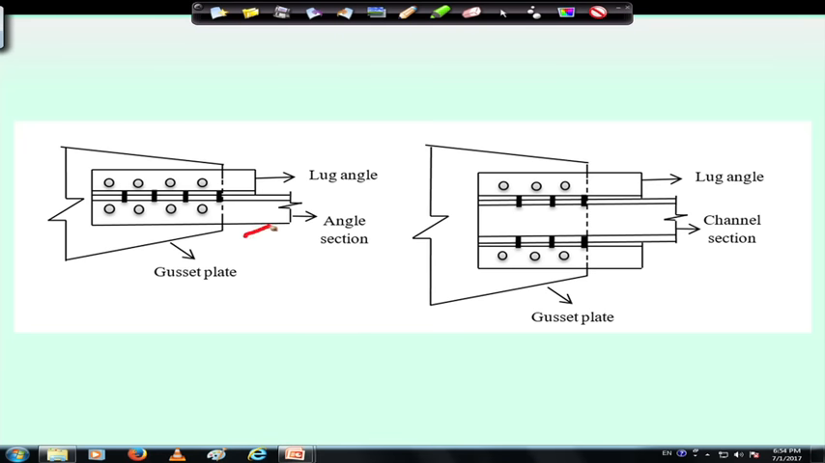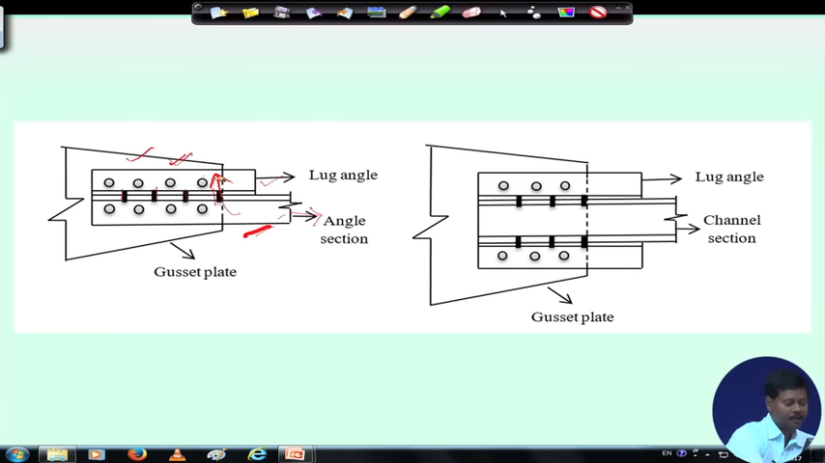So, if we see the picture here, for example in this case, this is an angle section, this is the main angle. This angle is connected with a short length of lug angle, and it is connected by this bolt at its outstanding leg, and this lug angle is also connected here, right. That means with the gusset plate. Therefore, what is happening, whatever load this angle section is taking, as it is connected to the lug angle and then connected to the gusset plate, some percentage of load is going to be shared by this.